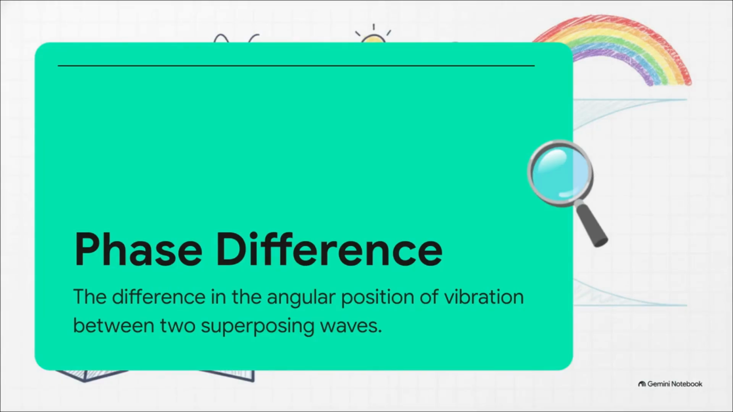Let's start with the first detective, phase difference, represented by the Greek letter phi. Phase is the angular position of vibration as a wave progresses. If you picture a wave as a continuous cycle, one full wavelength corresponds to a phase of 2π radians. So the phase difference is simply the angle between two superposing waves. Are their cycles perfectly synced up, or is one lagging slightly behind the other? As we're going to see, this phase difference is directly determined by the physical path the wave takes.